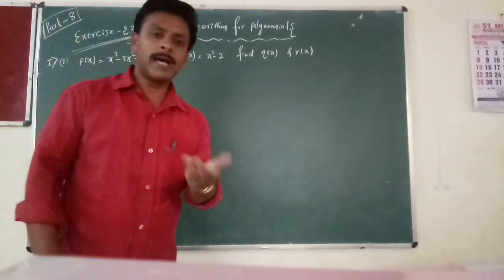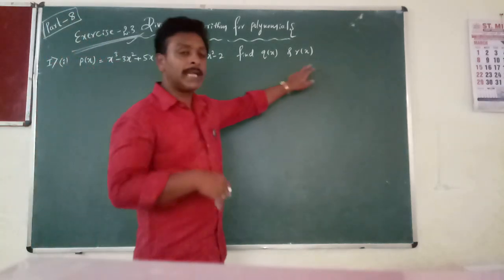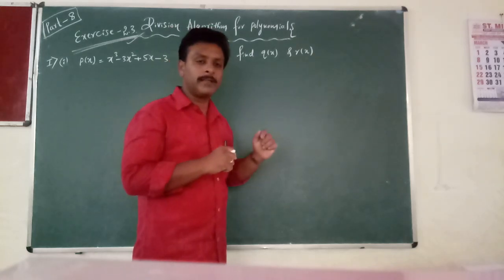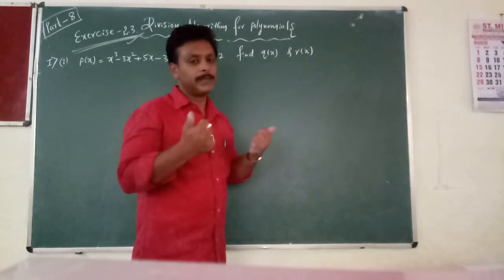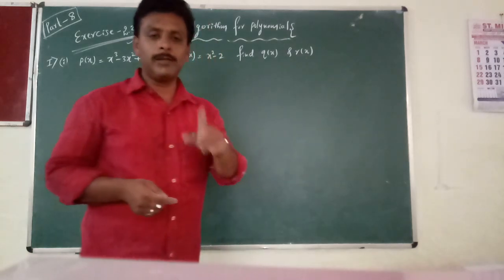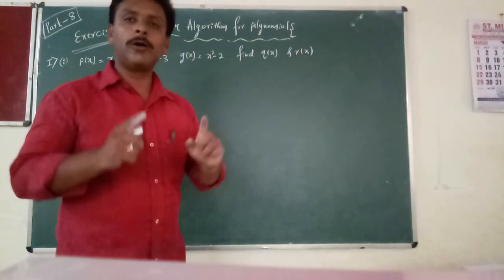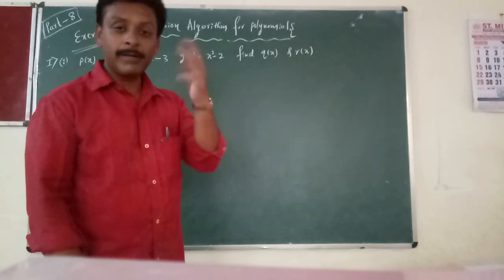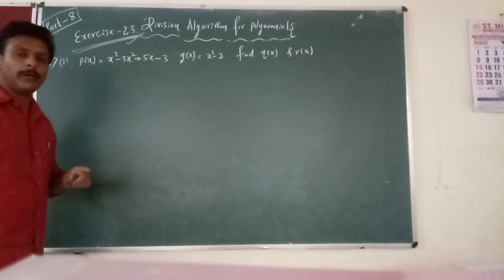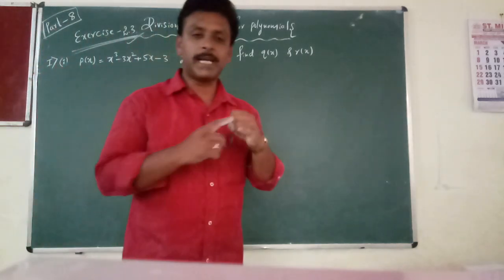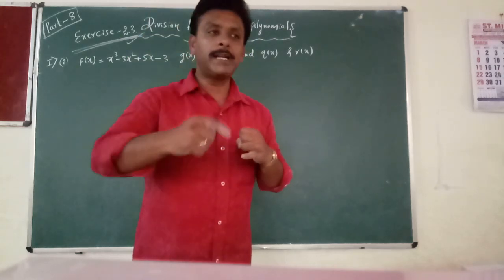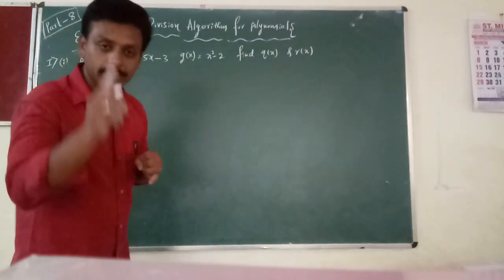You can ask me, sir, to find the remainder, can we go for the remainder theorem? Yes boss, you can go with the remainder theorem. You will get r of x, but you will not get q of x. If you need both, you have only one option, go for the long division method. Whatever you learned last year, use all that concept. Whenever they are giving a polynomial, the first job is to check whether they are in standard form or not. If any term is missing, you have to write that term with coefficient 0.